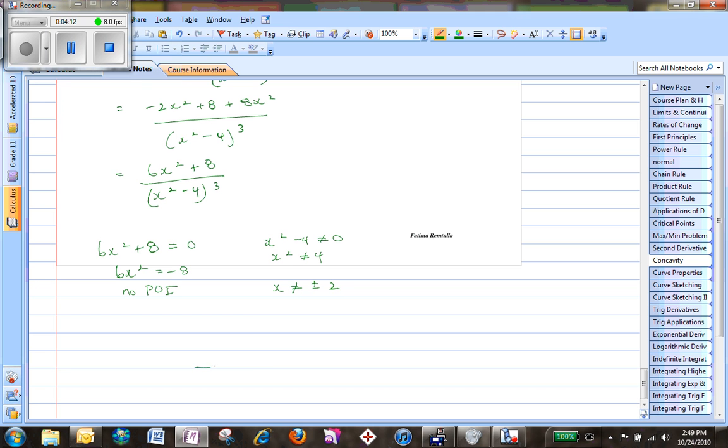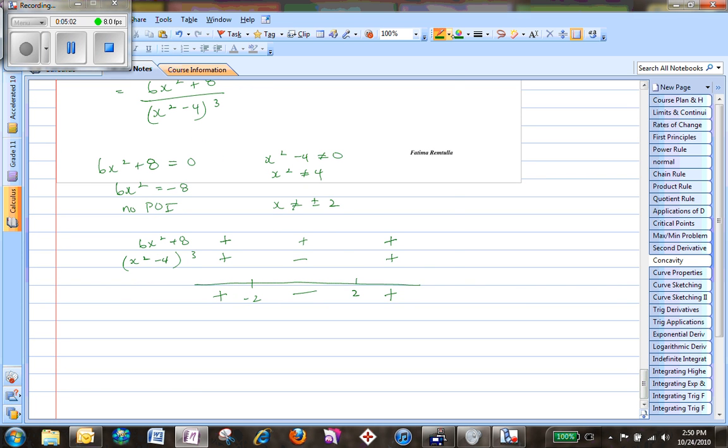I'm going to make my sign table. Negative 2 and positive 2 go on it. 6x^2 + 8 and (x^2 - 4) cubed. I'm going to pick a number less than negative 2, and that's going to give me positive and negative. I'm going to pick a number in between negative 2 and 2. 0 is the best. That's positive and negative. I'm going to pick a number greater than 2, so let's say 5. That's positive, and that's positive as well. A positive and a positive make a positive.